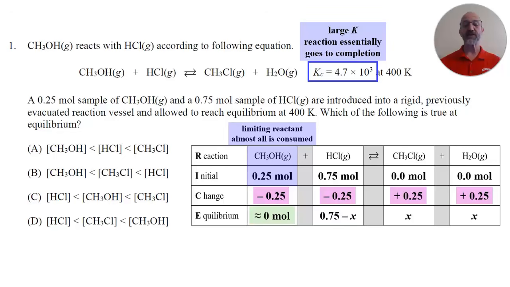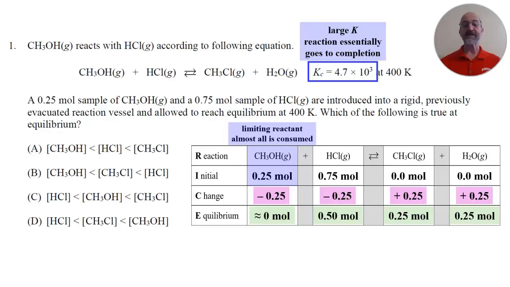0.75 minus 0.25 will give us 0.5 moles of HCl present in the reaction vessel at equilibrium. And then for each of the products, it would be 0.25 moles. At this point, now we can go ahead and make that comparison.